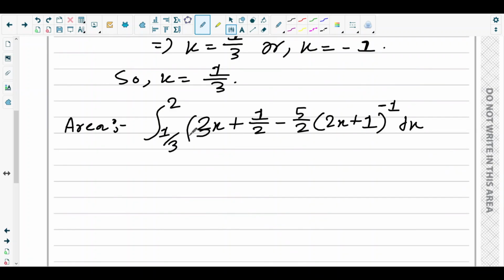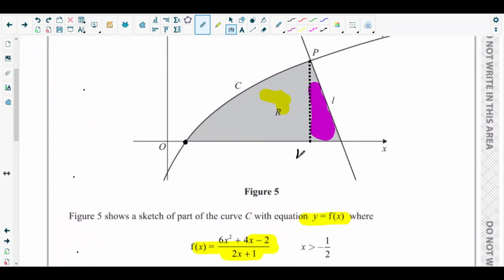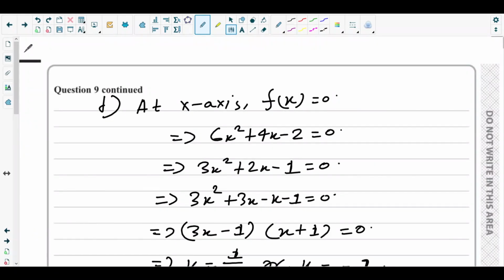This integration value plus the area of the triangle. The area of the triangle is what? Half times base times height. The base is the x coordinate of point P. The x coordinate of point P is what? It is 2, x equals 2. So we need to find this x coordinate, right? So let's figure out this x coordinate.